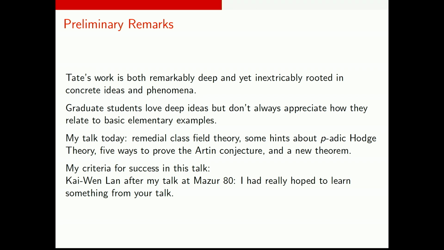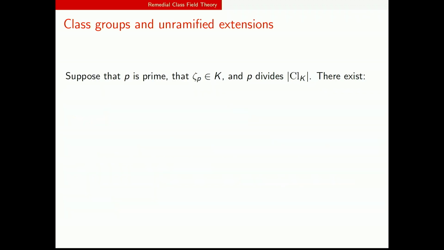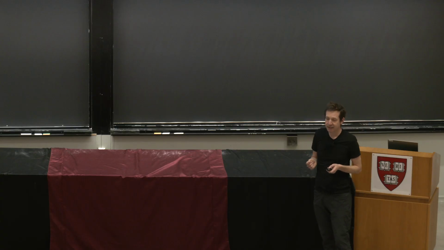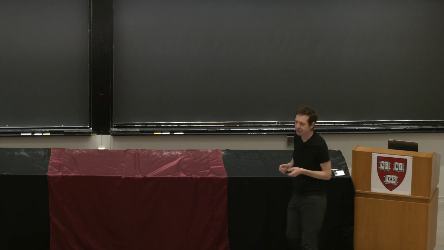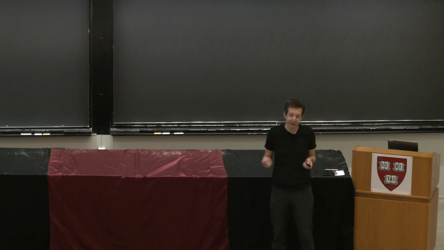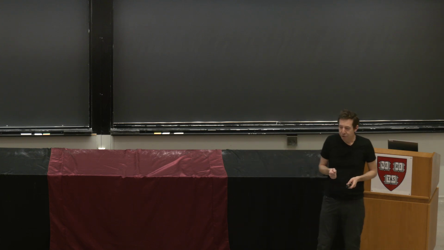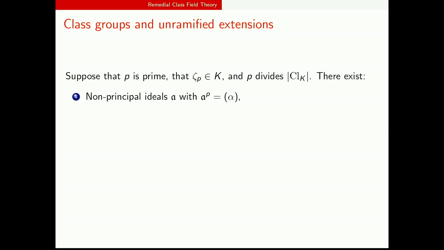Okay, so I'd just like to talk a little bit first about class field theory. The first thing we learn is that a degree p unramified extension of a number field means that the class group has order divisible by p. So let's suppose that our field also contains a pth root of unity. Maybe p is 2. Then the following two things should be equivalent: the existence of some ideal whose pth power is principal, and some everywhere unramified cyclic extension of degree p.